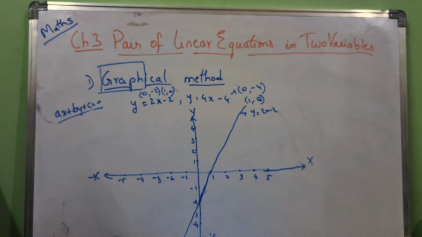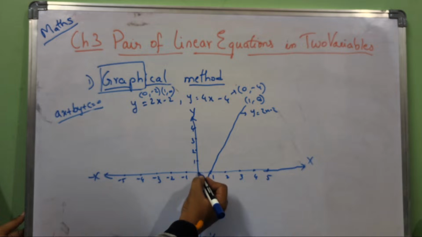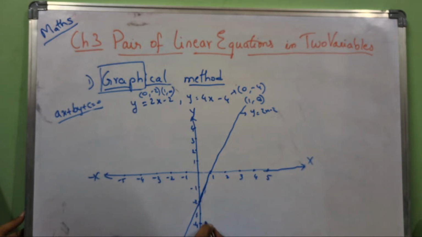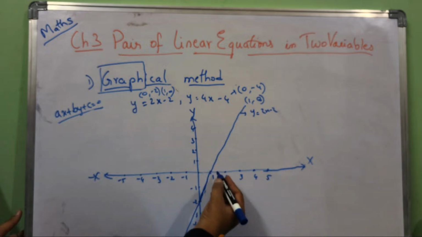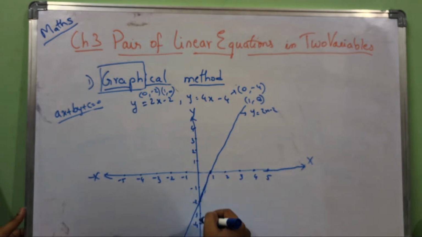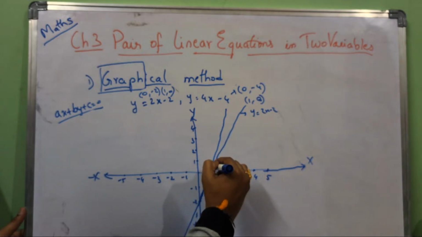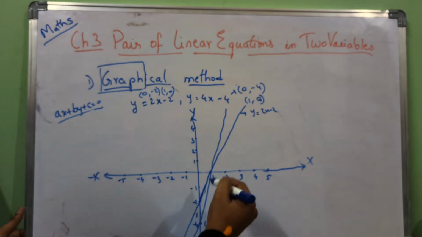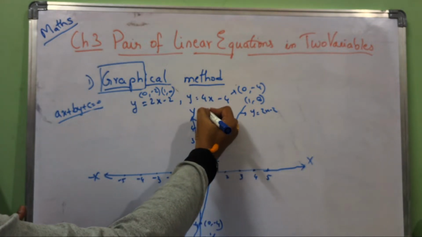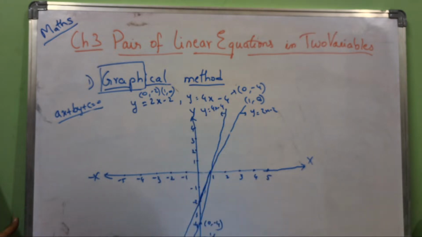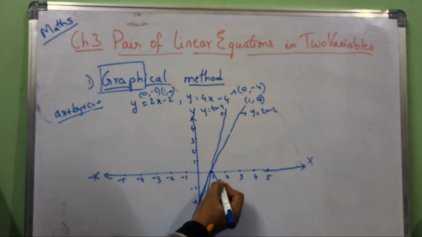The second line: when x is 0, y is minus 4. The second point is 1, 0. It's the same point here. So this is the second equation, which is y is equal to 4x minus 4. You can see that these two lines intersect at one point, which is 1, 0.